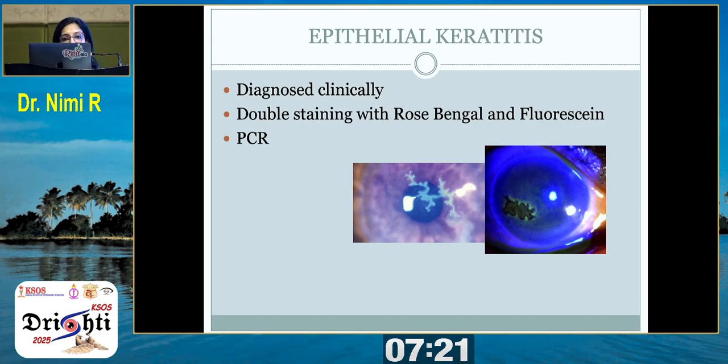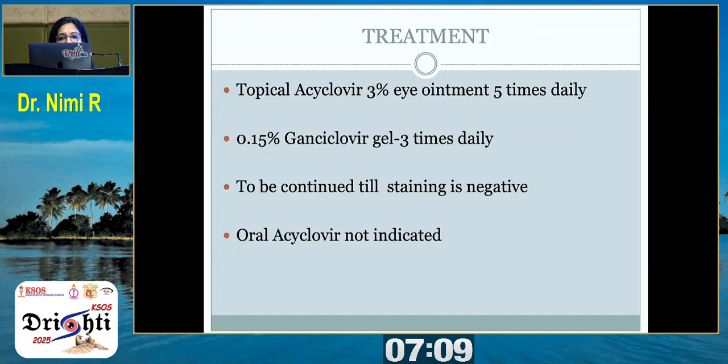Rose bengal will take up the margins of the ulcer, and fluorescein will stain the base of the ulcer. In very rare cases, in atypical cases, you can do a corneal scraping. Treatment is basically with topical antivirals: topical acyclovir 3% eye ointment 5 times daily, or even ganciclovir gel, which can be given 3 times daily. It has to be continued till the staining becomes negative. Oral antivirals are not indicated in epithelial keratitis.